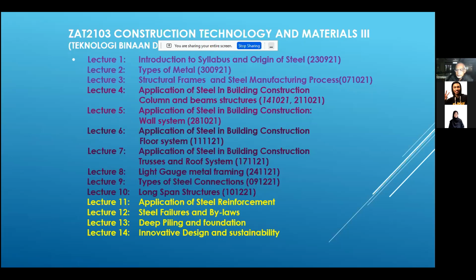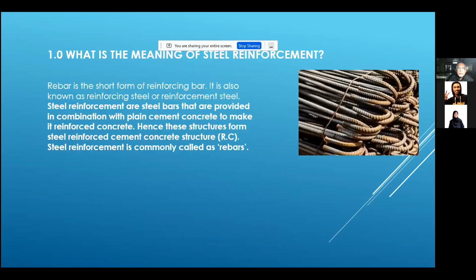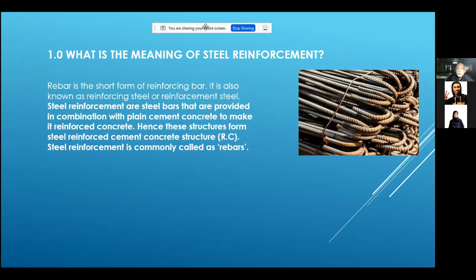But today we are looking at steel reinforcement. What is the meaning of steel reinforcement? You can see all these forms of steel are very raw. They come very long and textured, called deformed finish. Another name for steel reinforcement is rebar, the short form of reinforcing bar. They reinforce the material, the concrete. It is also known as reinforcing steel or reinforcement steel.